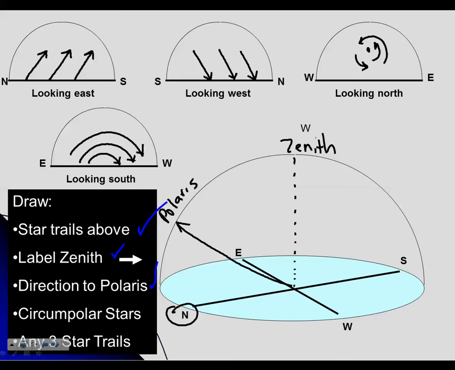Circumpolar stars, those are those stars in the star trail photographs you looked at. They would be going around, or appear to be going around, that center Polaris star. So something like this.